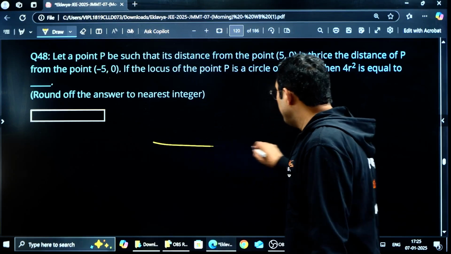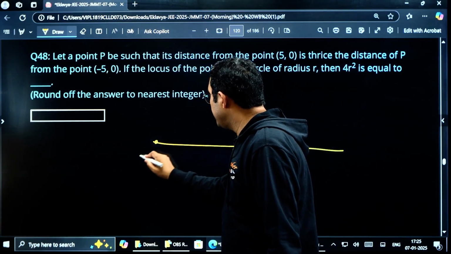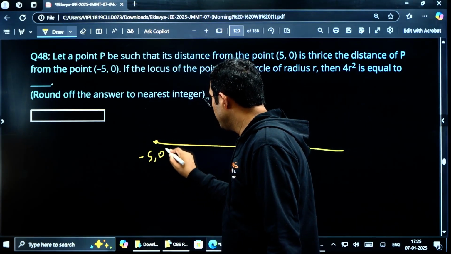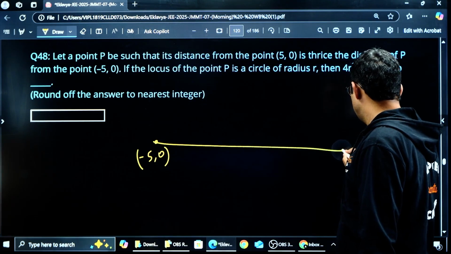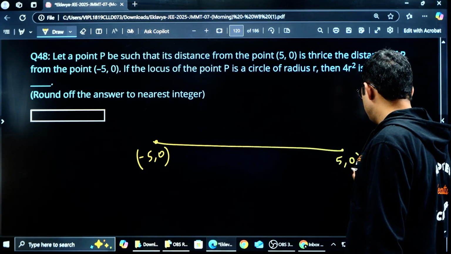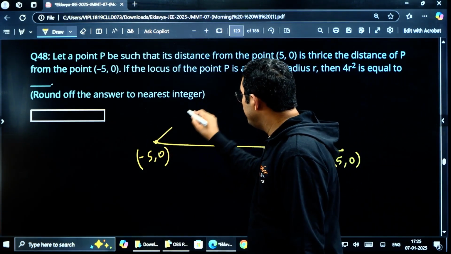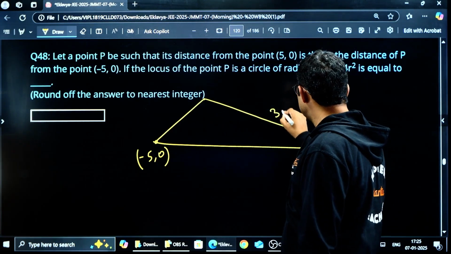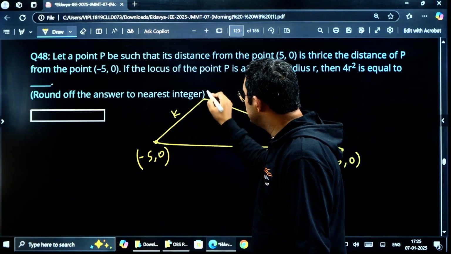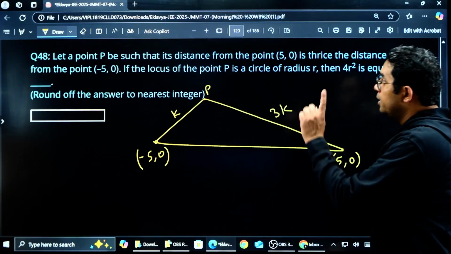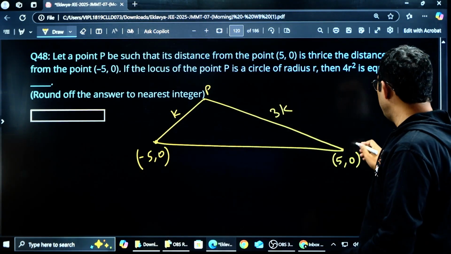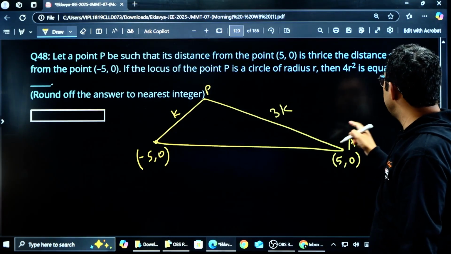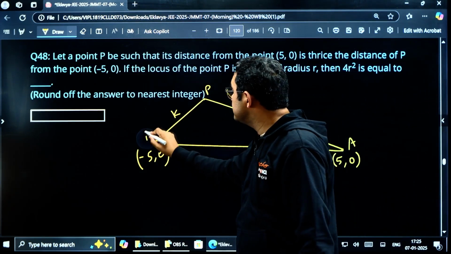Please see, we are given 2 points. One is (minus 5, 0) and one is (5, 0). And we are given a point P which is such that its distance from this point, let us say A, is thrice the distance of P from the point B, let us say, (minus 5, 0).